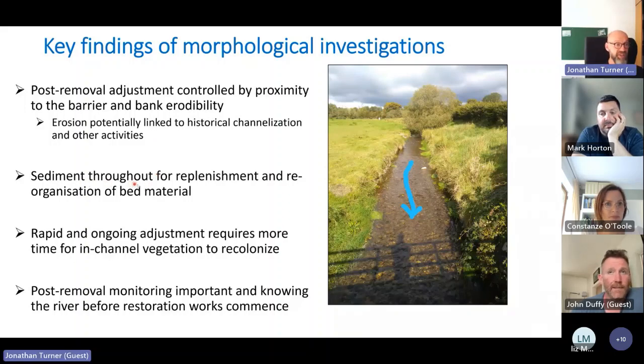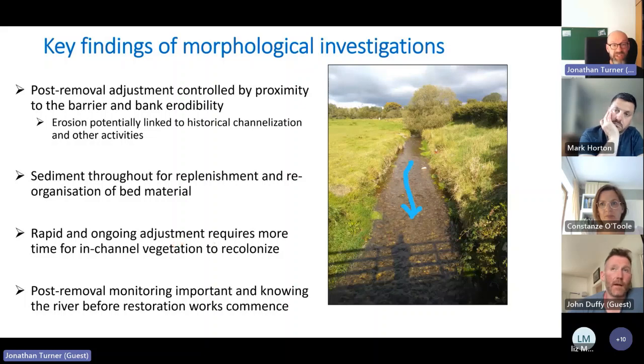Sediment throughput, as I just mentioned, for replenishment and reorganization of the bed was very important. So as you can see here, you've got lots of coarse sediment in the riverbed now, and that's because the sediment was moving through and that was able to replenish and continue to do so. That's very important in terms of the sustainable functioning of this river. And what we found was that change was rapid and, certainly at the time of the termination of this project, ongoing. And what we also found was that there was at that time no in-channel vegetation.